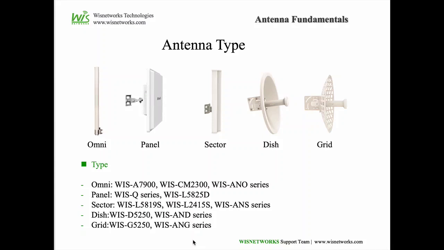Now let's know more about the antenna. You can see the antenna type. We have several types here. One is omni antenna, second panel antenna, sect antenna, and the dish and grid antenna. All the antenna now is available to sell to customers by Wisnetworks. We can see that we have different models which are using different antennas, especially the sector, dish, and grid are very popularly used for our products.